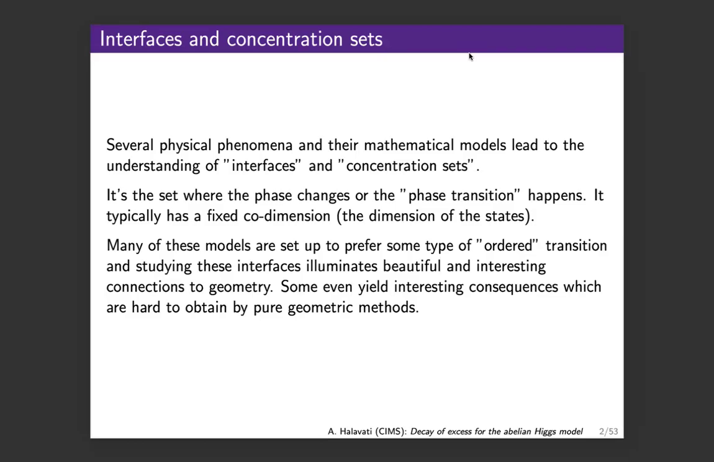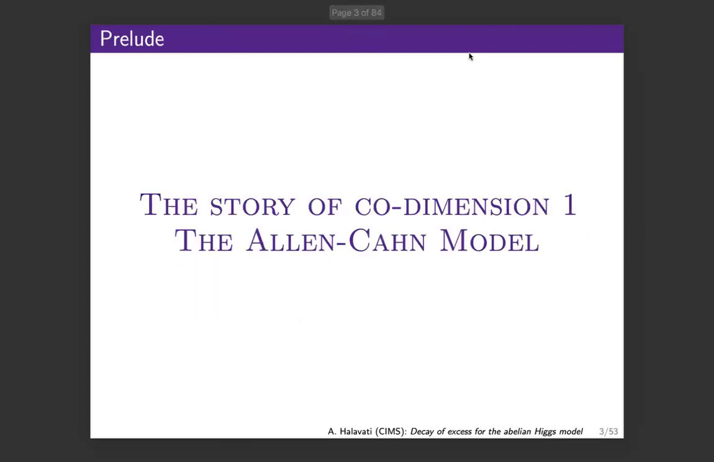A lot of these models, which are basically extremizing some type of energy, have a term in them that prefers some type of ordered transition. And this order, a lot of times, turns out to be geometric in nature. Geometry actually helps reveal a lot of interesting things about these models. And if you're lucky, these models illuminate sometimes interesting consequences that are hard to obtain by pure geometric methods. So the first part of the talk is the story of codimension one, basically the Allen-Cahn model.